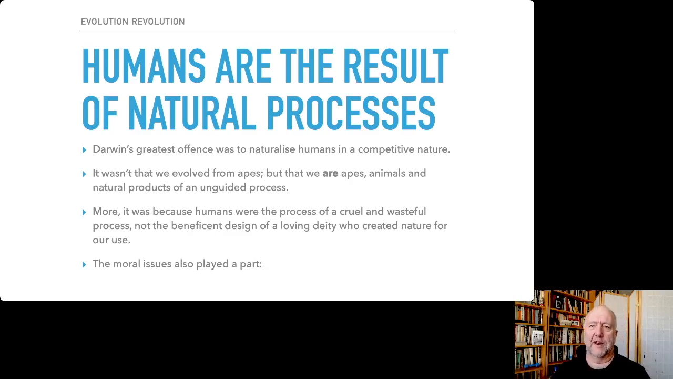But the greatest mistake that Darwin made in the eyes of the theologians and the moral thinkers of the day, influencers of the day, was that he saw humans as the result of natural processes. He naturalized humans in a competitive nature. Moreover, he took seriously the Linnaean scheme, which put humans in with primates. And he believed that we evolved from apes, but what's more, that we are apes and we are animals and natural products of an unguided process.